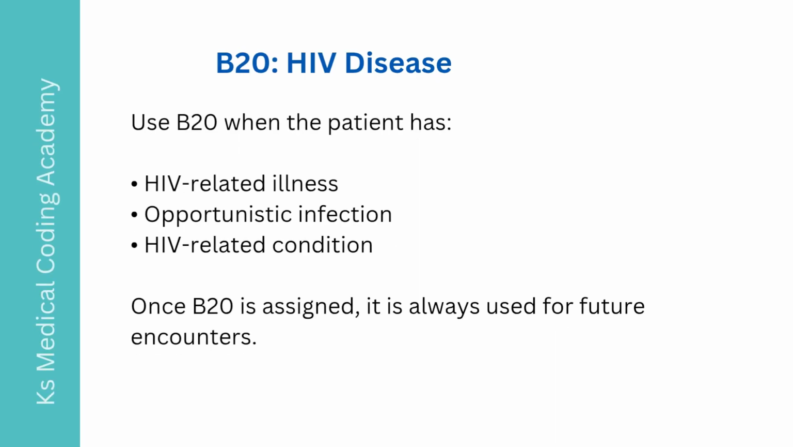B20. HIV disease. Use code B20 when the patient has HIV disease. This includes HIV-related illness, opportunistic infections, or HIV-related conditions. Once B20 is assigned, it must be used for all future encounters, even if symptoms improve.